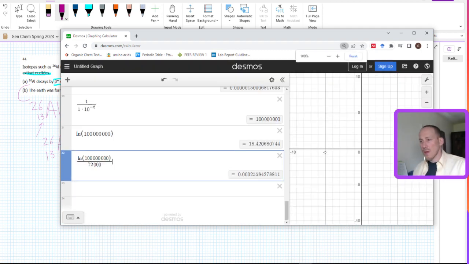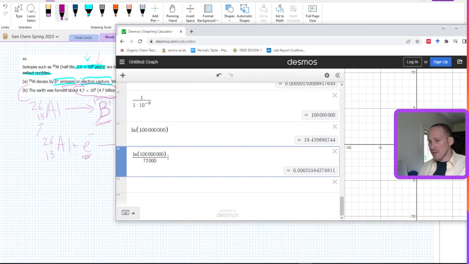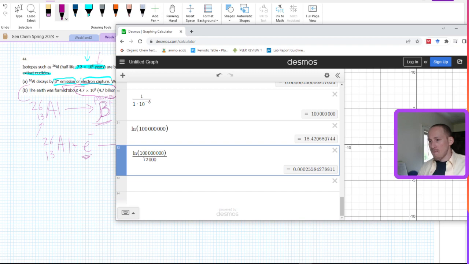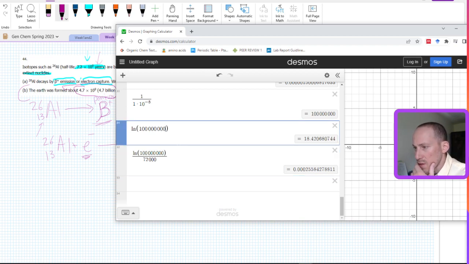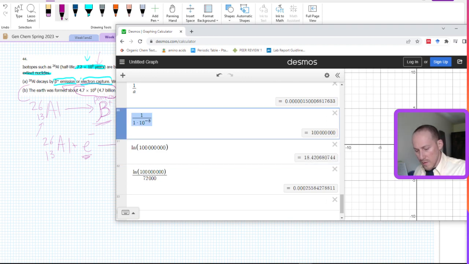Okay, so that ratio of how much we started with to how much we're left with, that makes sense. That ratio divided by that half-life, I think that makes sense. Maybe I have an extra 0. That's probably what it is. 1, 2, 3, 4, 5, 6, 7, 8. 1, 2, 3, 4. No, I don't have an extra 0, so that's not it.